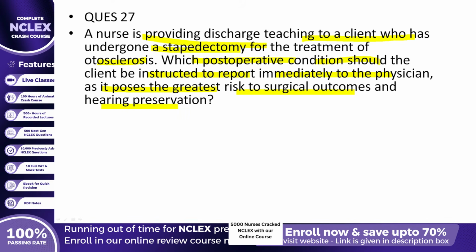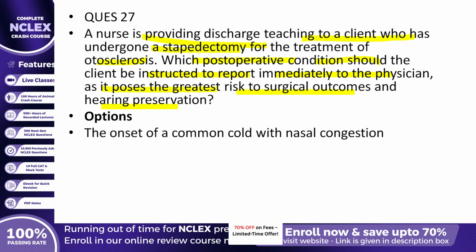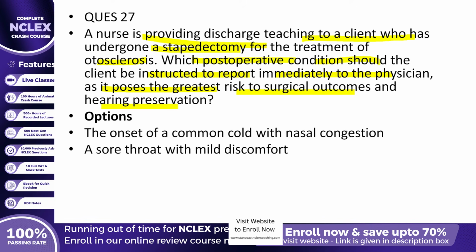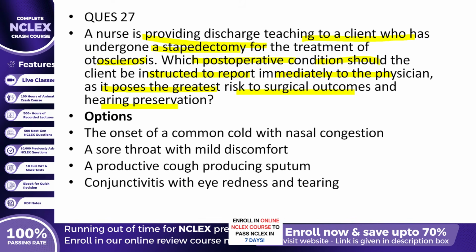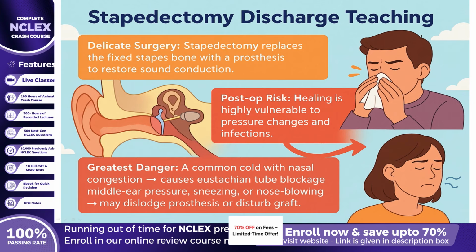Here are the options to consider. Option 1, the onset of a common cold with nasal congestion. Option 2, a sore throat with mild discomfort. Option 3, a productive cough producing sputum. And option 4, conjunctivitis with eye redness and tearing. The correct answer is option 1, the onset of a common cold with nasal congestion. Now, let me walk you through the reasoning.